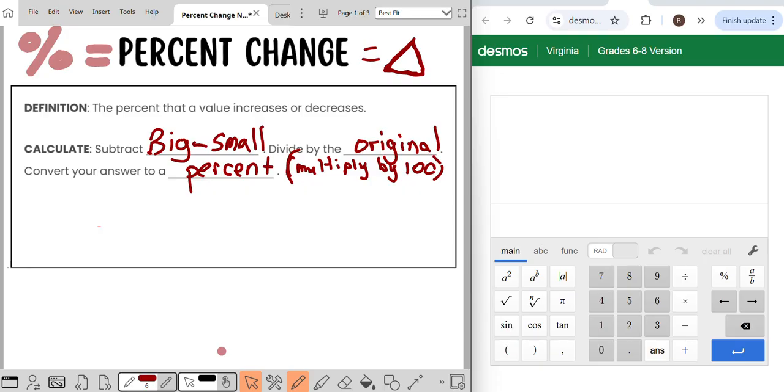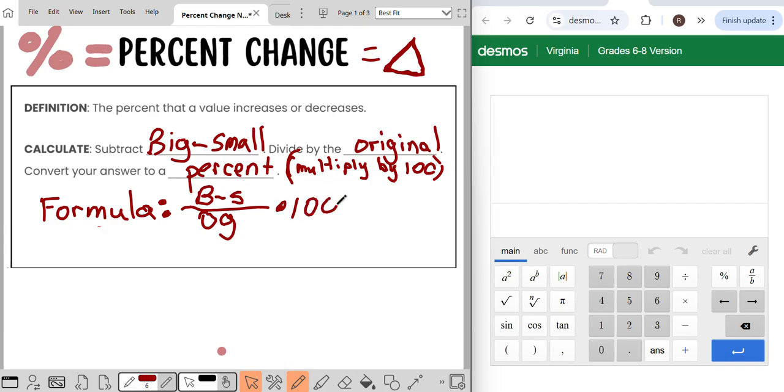Okay, and there are really 2 ways to write this, but I'm going to show you the one I like. Okay, so let me write that down here. This is going to be the formula. This will not be given to you on a formula sheet, so it's something that you might want to practice. So how I do it is I do it this way. I write a big B for the biggest number and an S for the smallest number. That's subtracting. Then I divide it by the OG, which is the original number. And then I multiply that by 100 to give me the percent change.